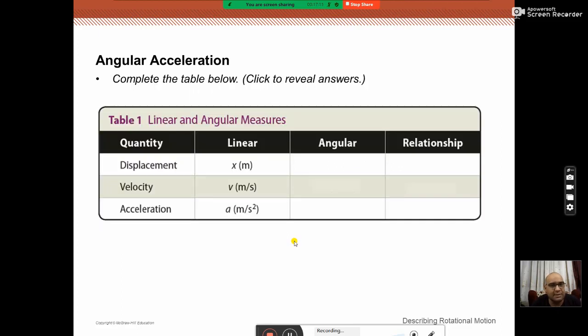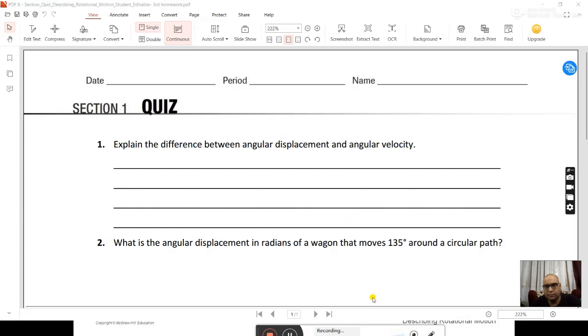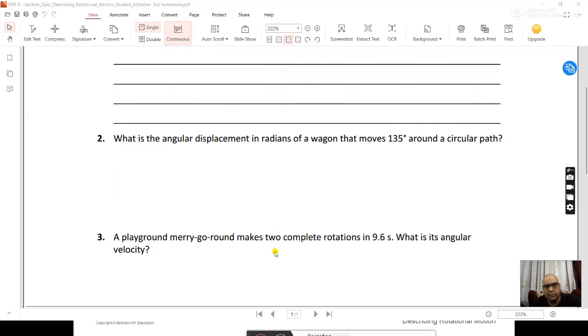Okay, guys, study well this lesson. Give me 1 minute to start solving a sheet for this lesson. Okay, guys, here is your third homework. I need to solve it with you.